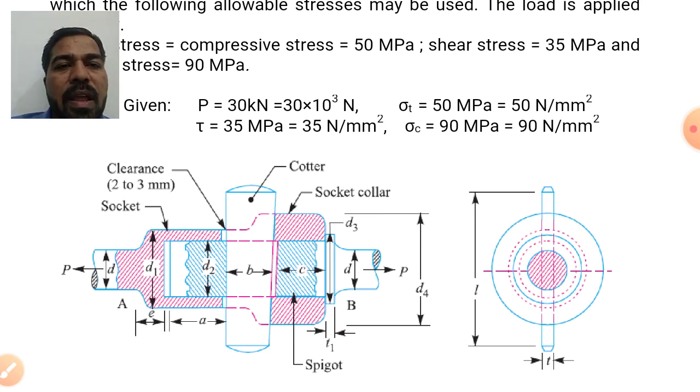And a is the distance between the slot and the end of the spigot. b is the width of the cotter, and c is the distance between the spigot collar and the slot.